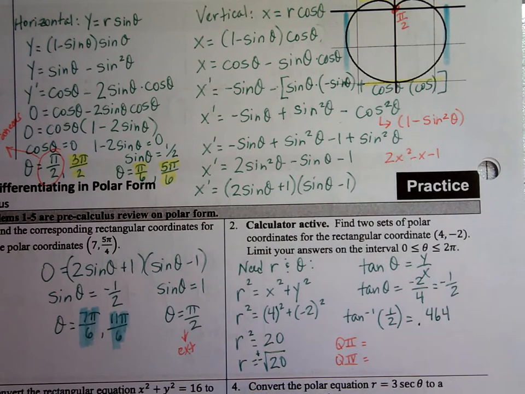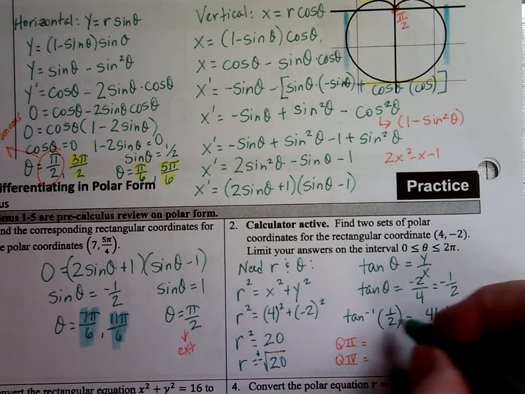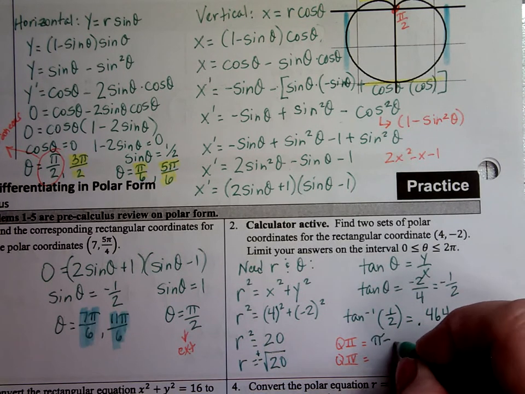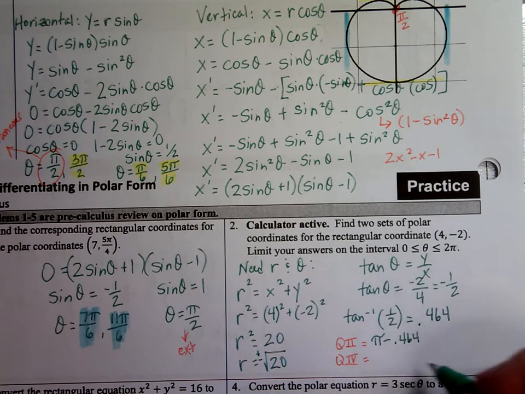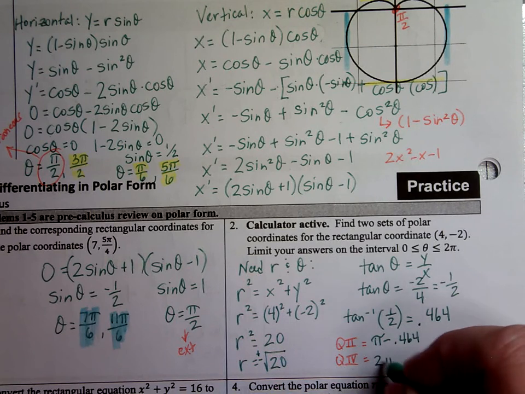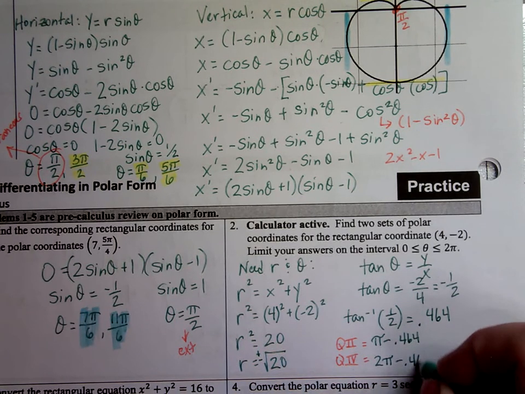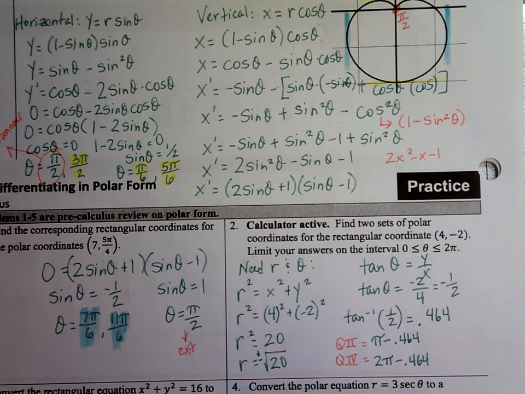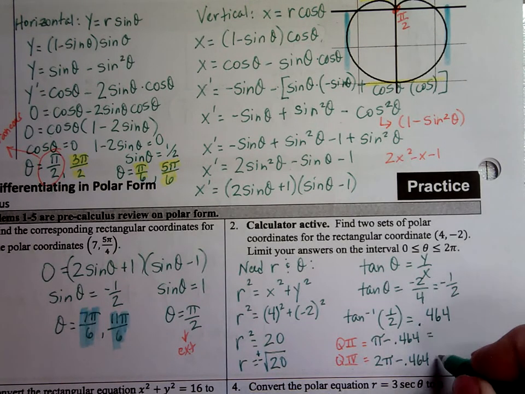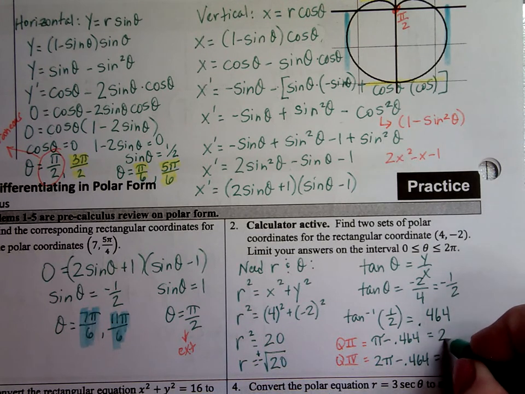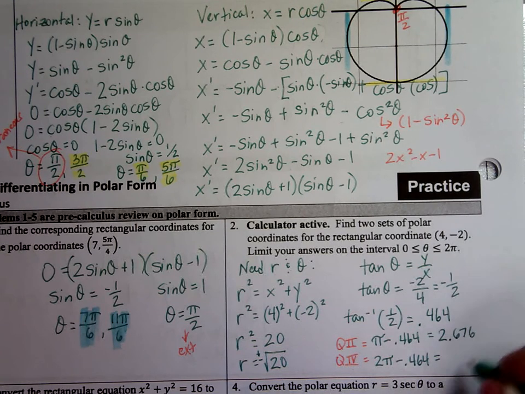To put a reference angle in the second quadrant, it's pi minus the reference angle. To put it in the fourth quadrant, it's 2 pi minus the reference angle. If we're in the first quadrant, it would be equal to the reference angle, and if it's in the third quadrant, it's pi plus. It's been a long time since you've seen that, but nonetheless. So go to your calculator, find these values. 2.676. This is 5.816.